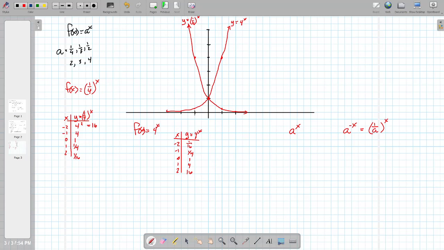But at -1, we would have 3. So here is that point at -1, 3. This is for the 1/3 graph. 0, 1, of course. And then at 1, we would be at 1/3.